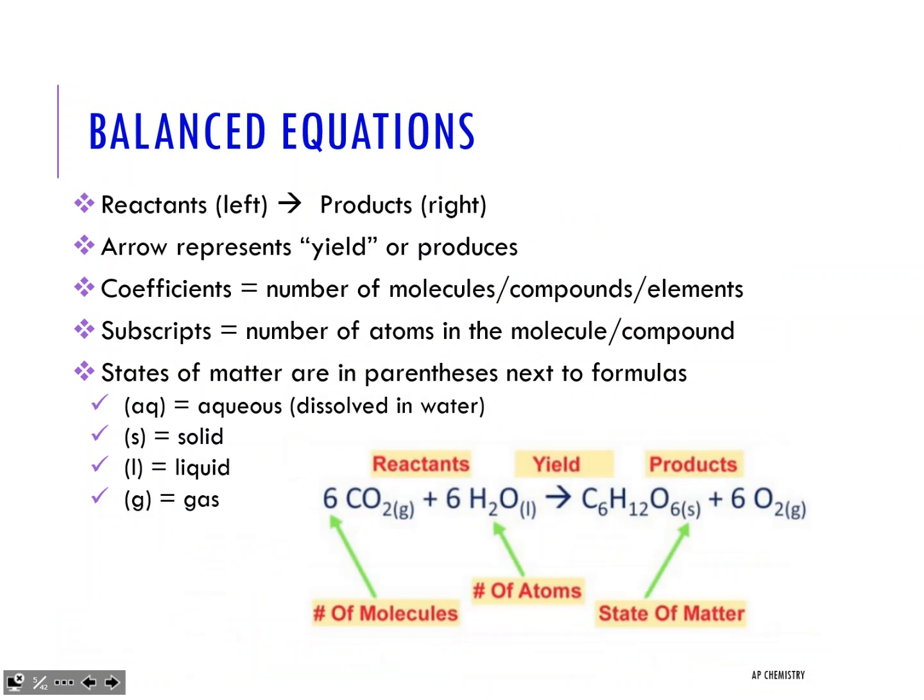This is really just review. Remember, the reactants are on the left of the arrow, the products are on the right. The arrow means yield or produces. Coefficients are the large numbers in front of the molecules, elements, or compounds, depending on what we're looking at here. Subscripts are the number of atoms in the molecule or compound.